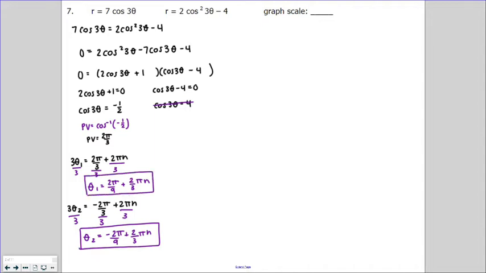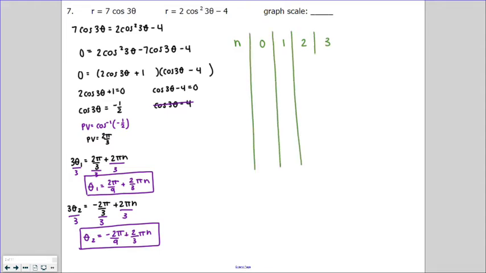Now we move on to the particular solutions. So I'm going to make a table. Doesn't matter to me how you guys choose to do this. And I'm just going to plug in some values here, see what we get. Now we're looking at the particular solutions that are between 0 and 2 pi.